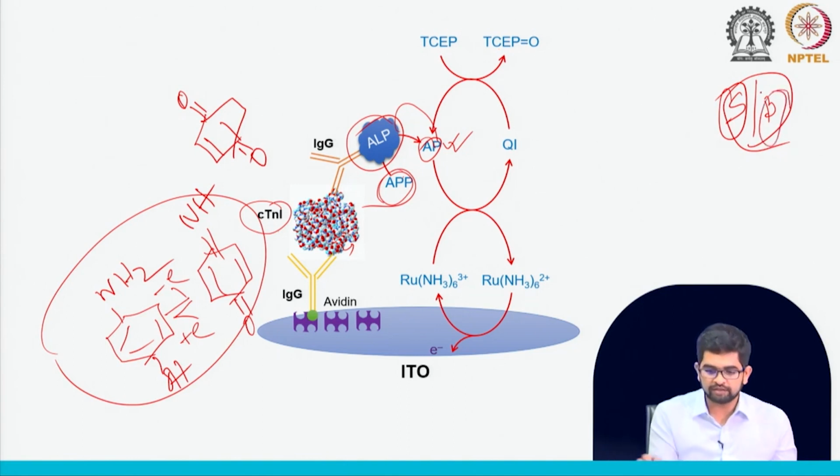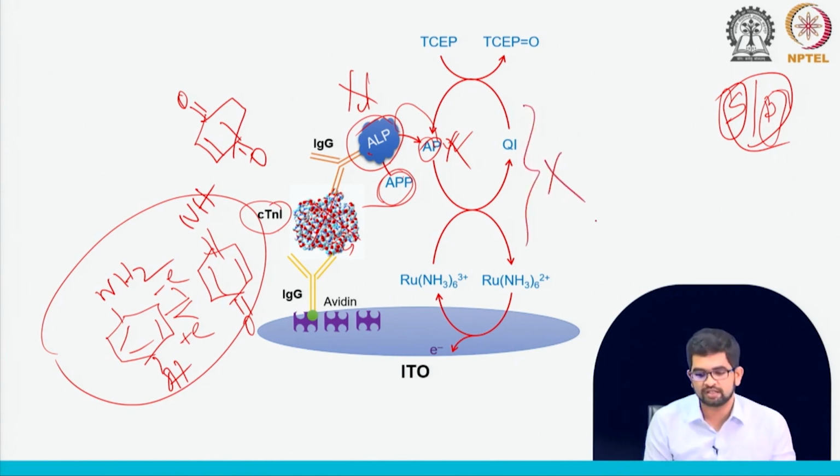And what is the background? Background means if you do not have this target, then there is no ALP, right. If no ALP, then no AP, AP will not form. So, if no AP, then these reactions will not happen, ruthenium hexamine 3 to 2. So, all these reactions will not happen on the surface.